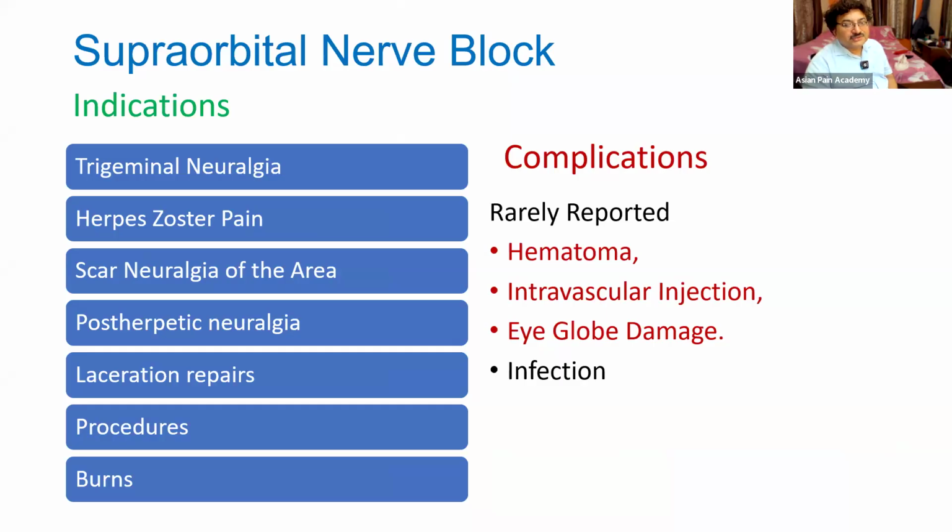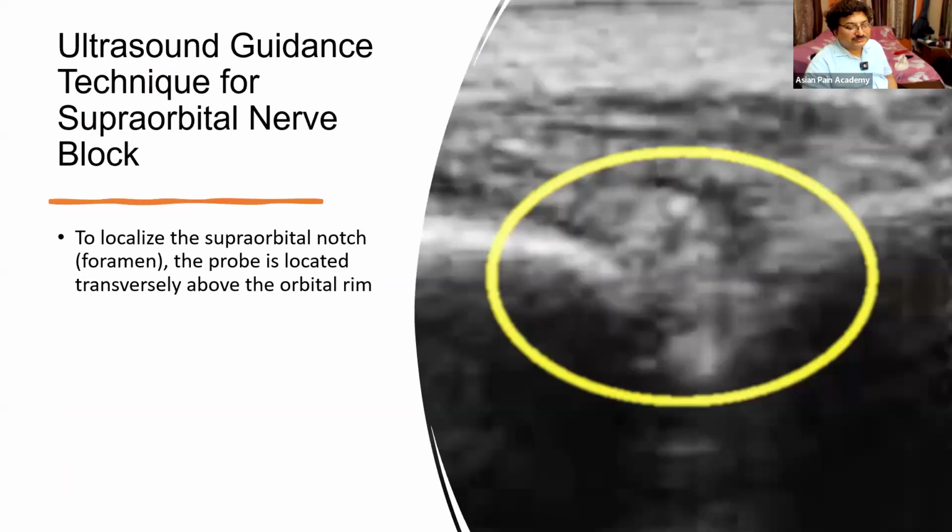So coming to the complications, complications are very rarely reported, like hematoma, intravascular injection, eye globe damage or infection. But remember, as we are doing it under ultrasound guidance, we are actually seeing the artery and the nerve, so the chances of these complications are very rare. And if you check the coagulation profile of the patient, then the chances are further less.